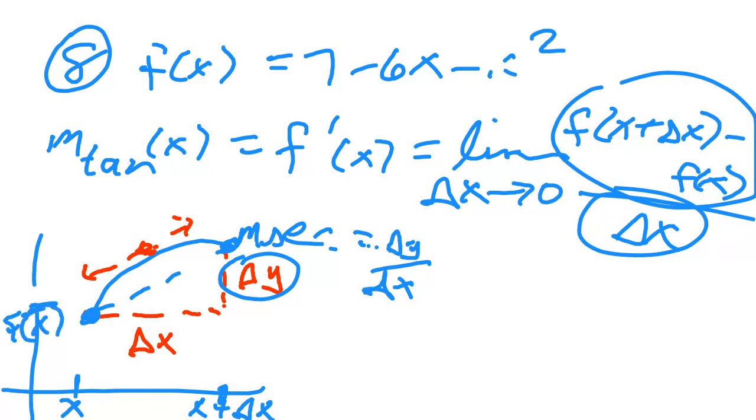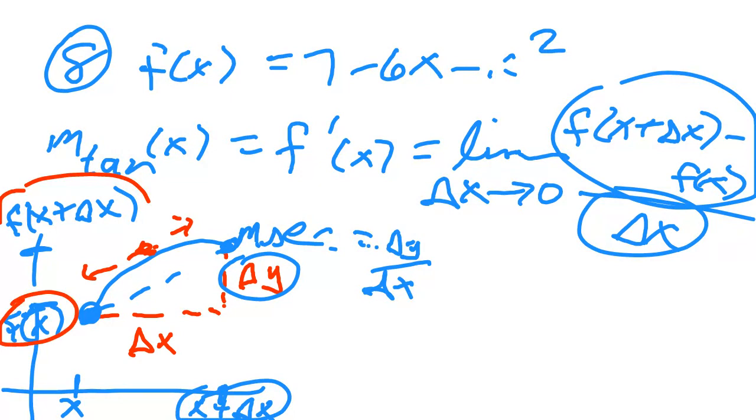Yeah, I see the f of x. This is x, f of x, and then this height here is what you're plugging in. So this is f of x plus delta x. If I want this delta y, the change in y, that'd be the top height minus the bottom height, right? Yeah. So delta y right here is f of x plus delta x, which is this height, minus the lower height, which is f of x. So this is just delta y on top.